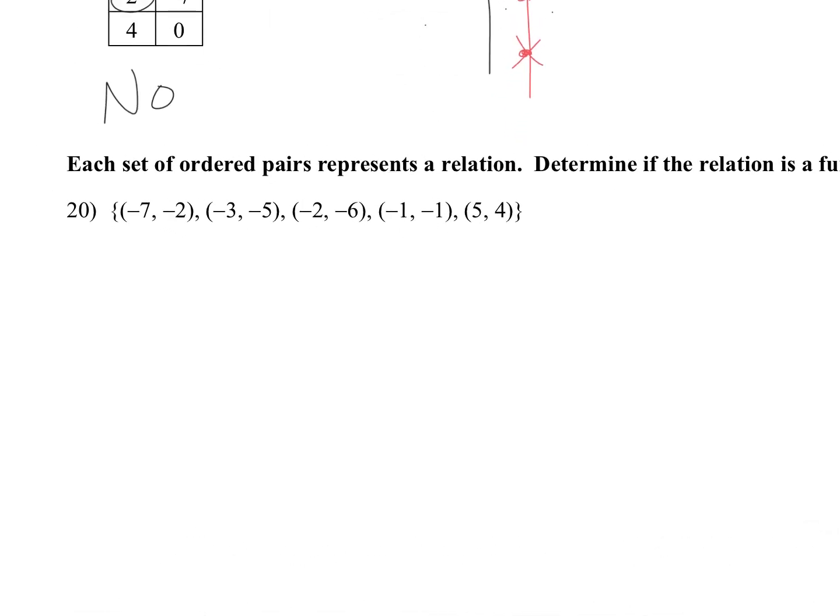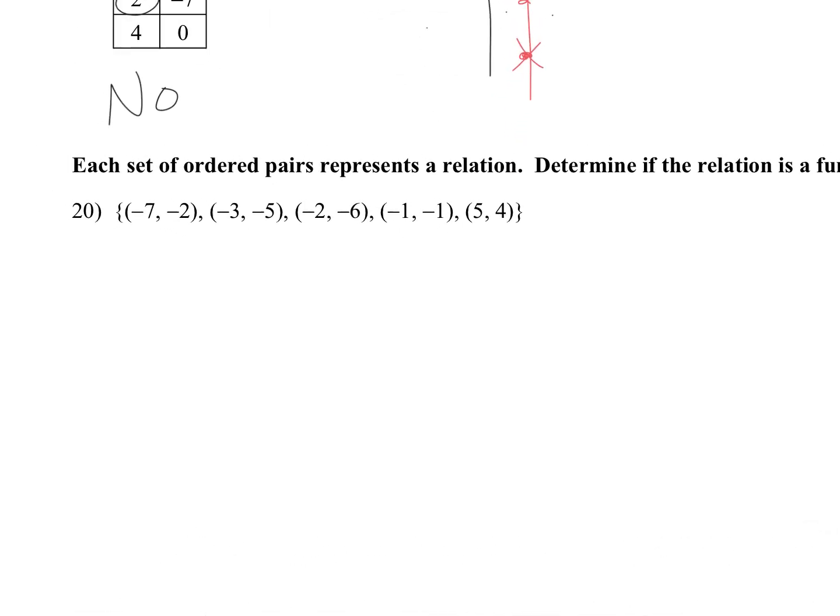Same thing on number 20. We want to determine if it's a function. Is this one a function? Yes. Why do you say yes? It is not repeating. No repeating x's. So this is a function, because we have negative 7, negative 3, negative 2, negative 1, and 5. So x's cannot repeat. Y's can repeat. Any questions on the second page?